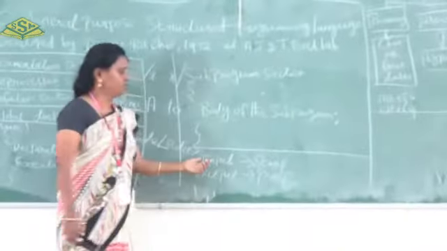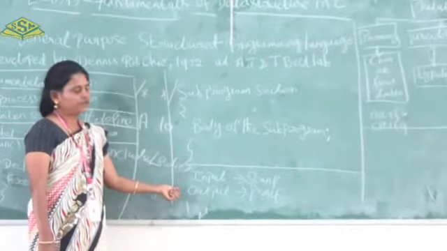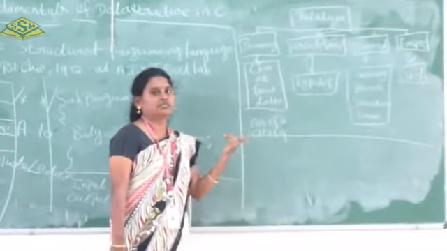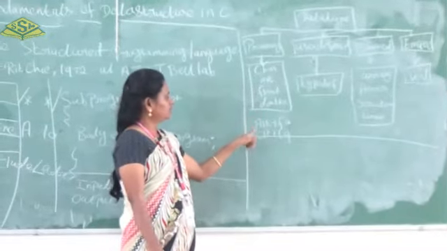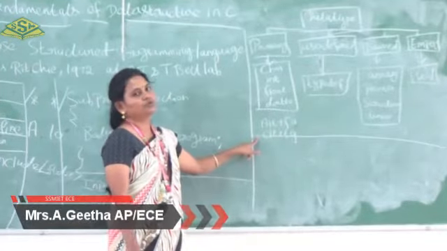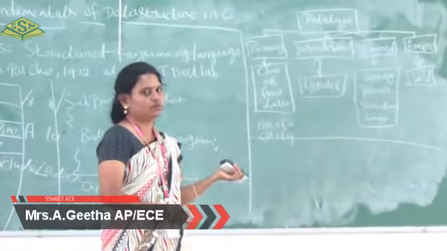Then for giving input, we have to use the scanf keyword. For printing output, we have to use the printf keyword. For compilation, we have to use the key combination Alt F9, and for run, we have to press Ctrl plus F9. Now we can see a sample program for C programming.